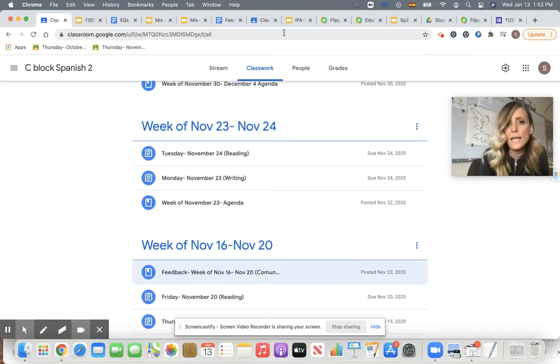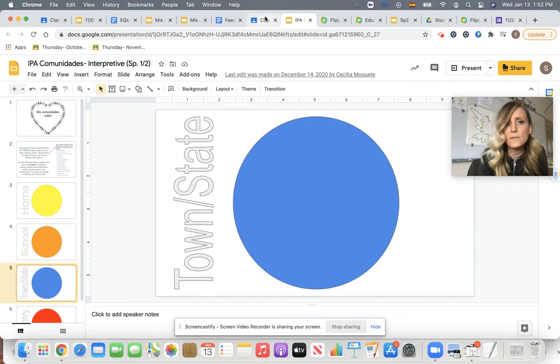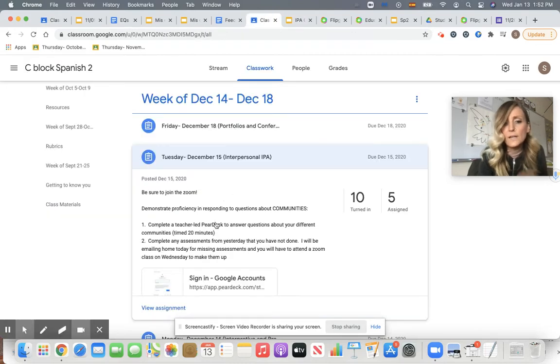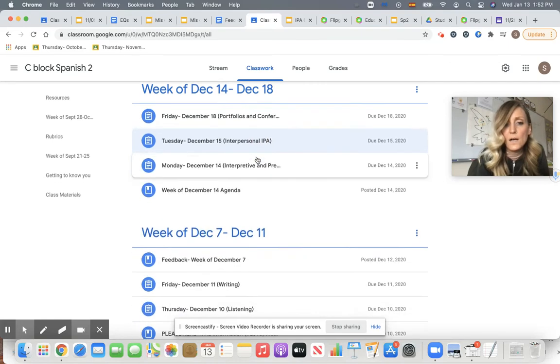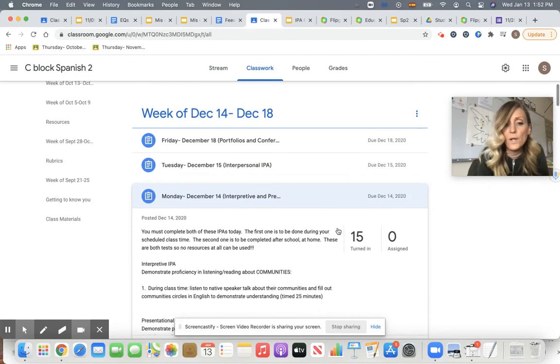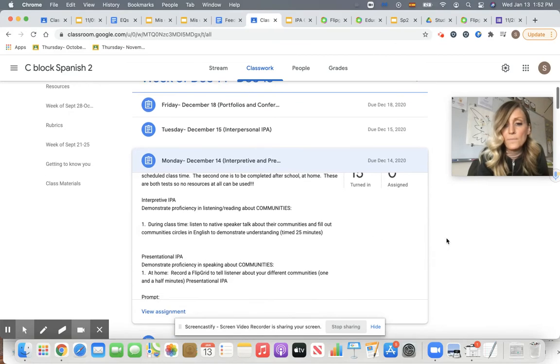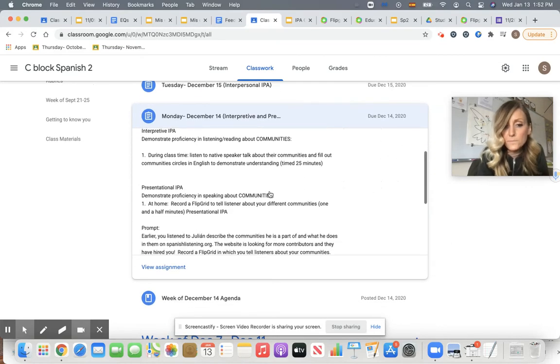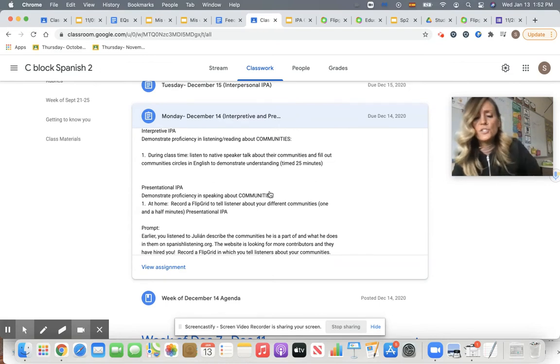So the IPAs for this unit, basically what we had our students do, if I can get there, is, excuse me, they took place over 2 days. So there's 3 parts, but we were able to do it over 2 days. And so basically the first part of their IPA is their interpretive. You basically generally start with the interpretive because that's the part where they're taking in the message of whatever it is that they're doing.